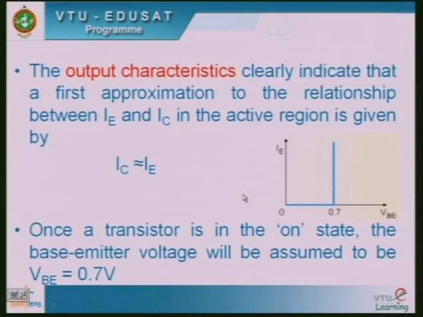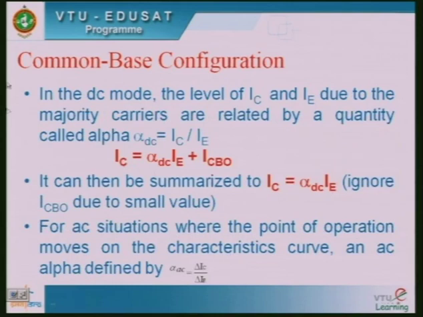So the output characteristics clearly indicate the first approximation to the relationship between IE and IC in the active region, which is given by IC approximately equal to IE. Since IB is very small, in the range of microamperes, we have neglected it, so assume that IC is equal to IE. Also note that once a transistor is in the on state, the base emitter voltage is assumed to be VBE equal to 0.7 volts, as you can see from this graph.